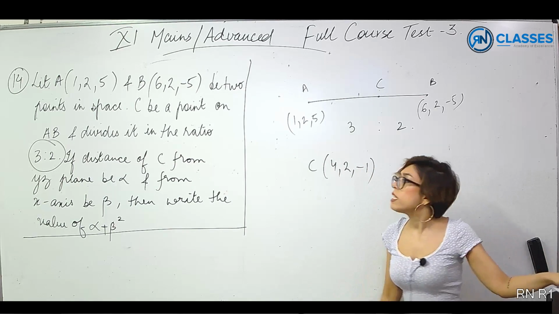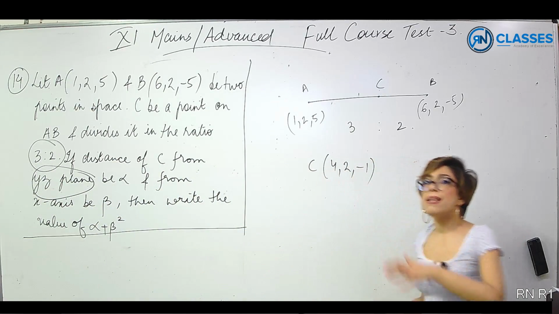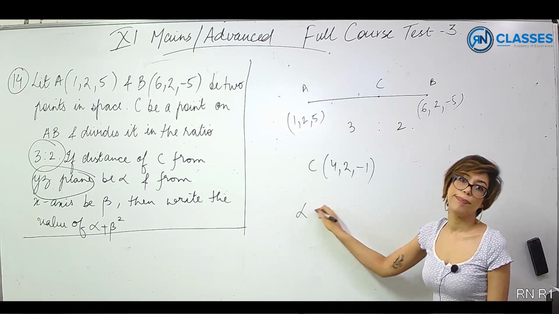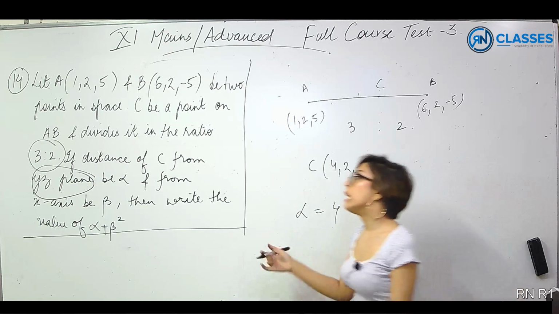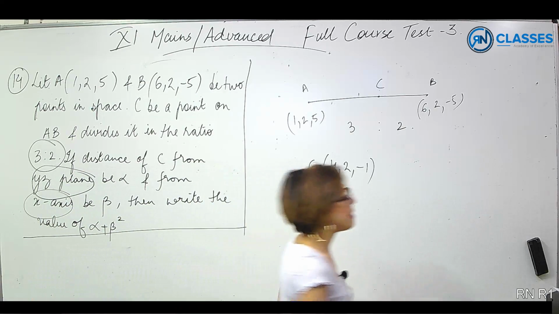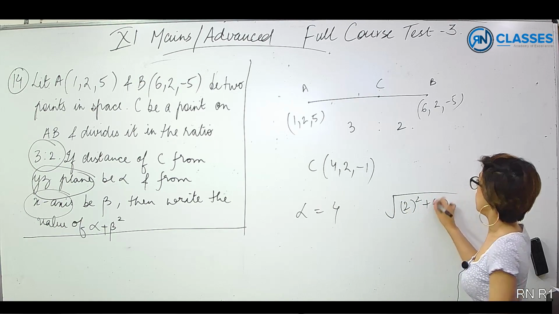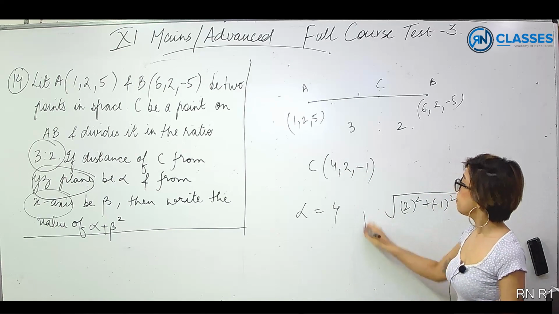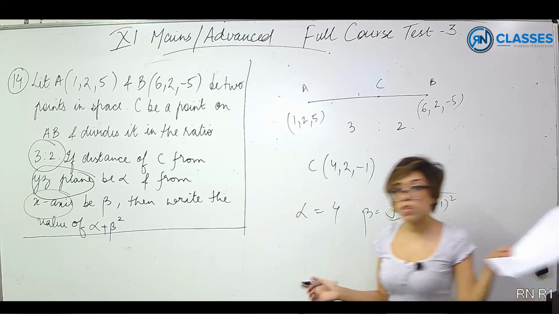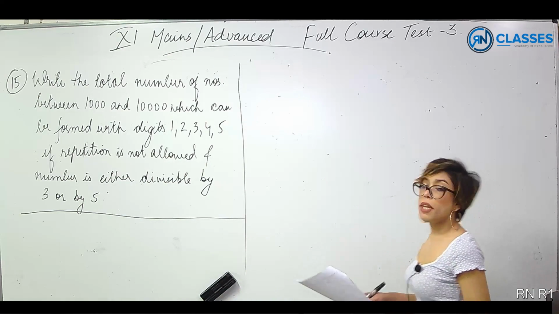Now he says if distance of C from the yz plane, right? Now distance from yz plane is nothing but the x coordinate, which is 4. Nothing to write. And then he says from x-axis, distance of the point from x-axis is nothing but square root of 2 square plus minus 1 square. Can you see that? This is nothing but beta. You know alpha, you know beta. You can find out the value of this, which turns out to be 0, 9. Alright. On to the next one.